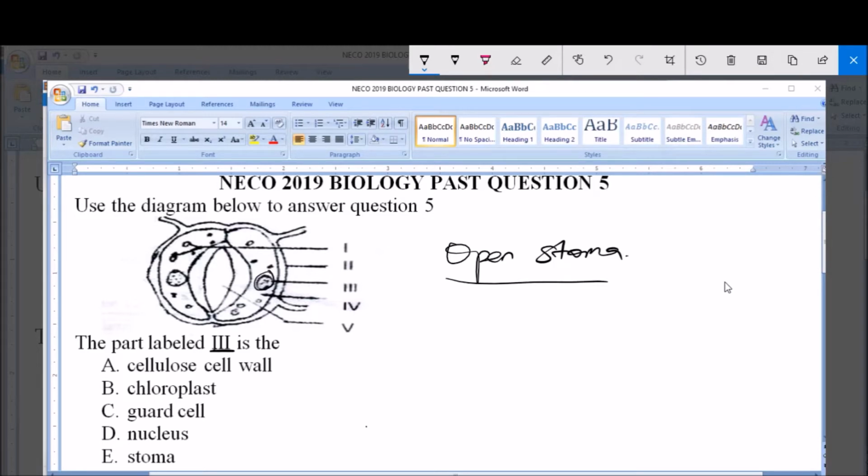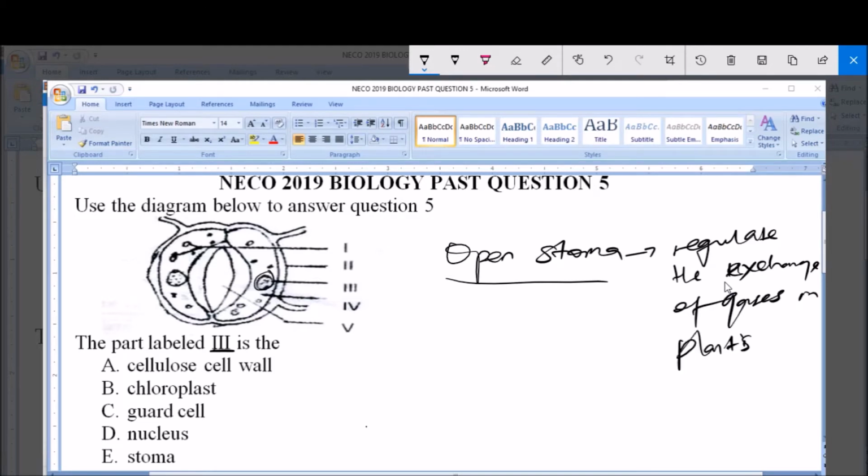And like we know, this open stomata regulates the exchange of gases in plants. When it opens, gases are exchanged, and when it closes, no gas is exchanged. So this is an open stoma because the stomata pore is open.